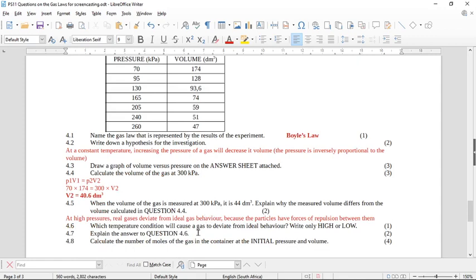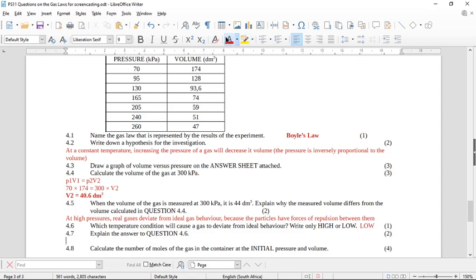Okay. Which temperature condition will cause a gas to deviate from ideal behavior? Right, only high or low. It will be at low temperatures. Explain your answer to question 4.6.